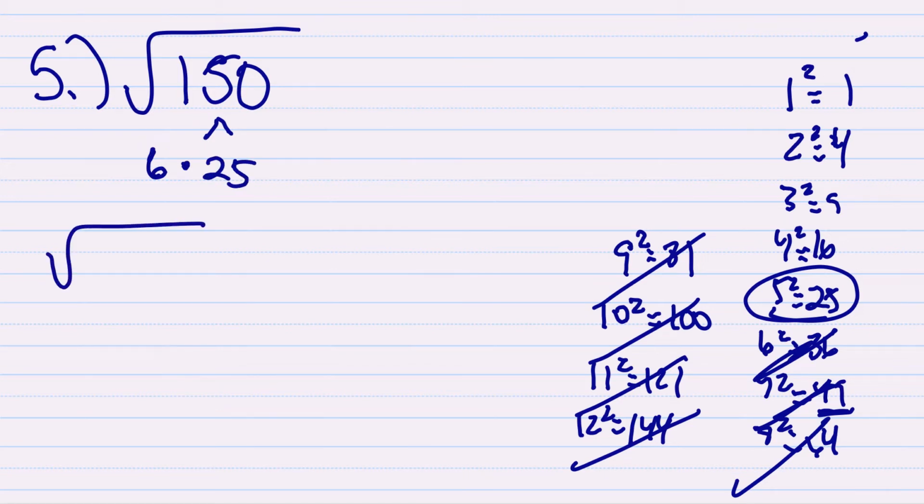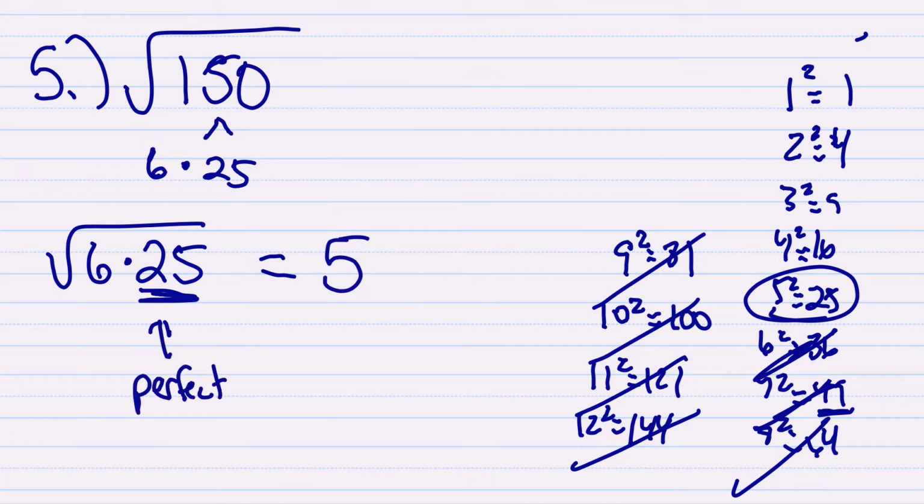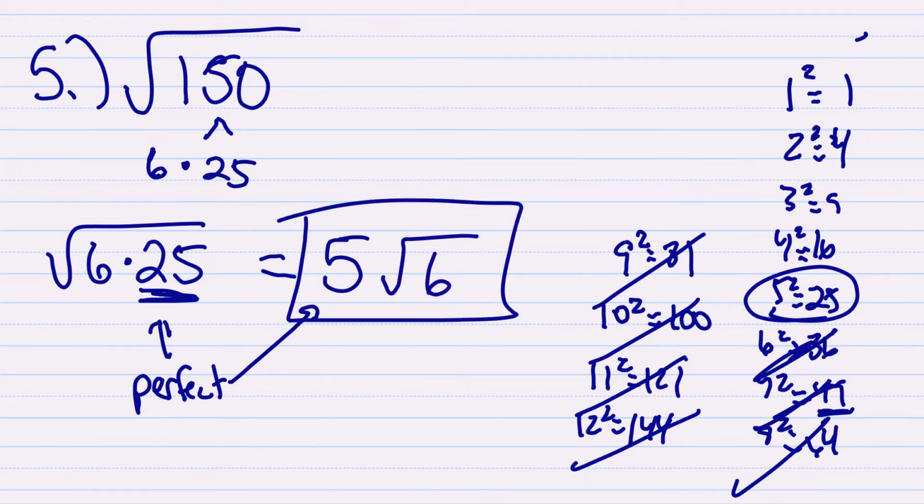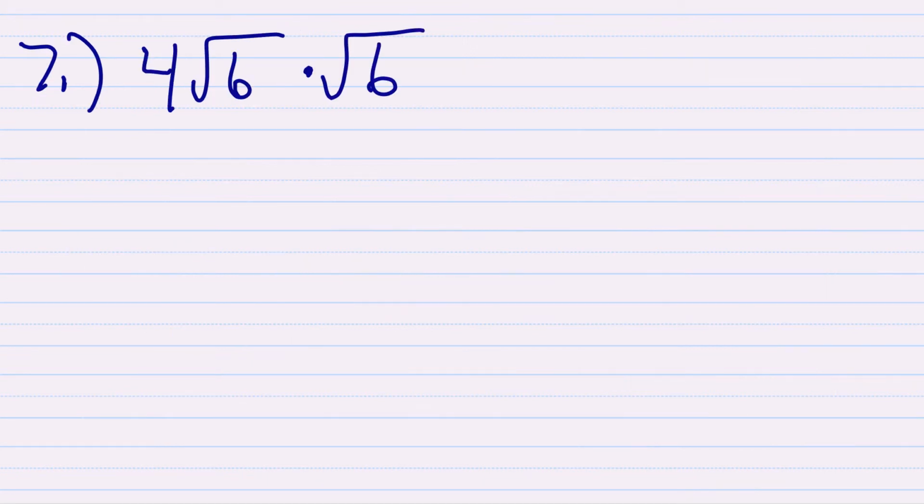So I'm going to rewrite the square root of 150 as 6 times 25. Now 25 is perfect, so it gets to leave the radical as 5. And 6 is not perfect, so it stays in forever. And that's it. That's all you have to do for 5. So if you have one radical, you just start going through your list of perfect numbers and finding a perfect number that divides into the number inside the radical. And then once you break it down, the perfect number, the square root comes out, and the non-perfect number stays inside. That's it. Number 7 is 4 radical 6 times radical 6.